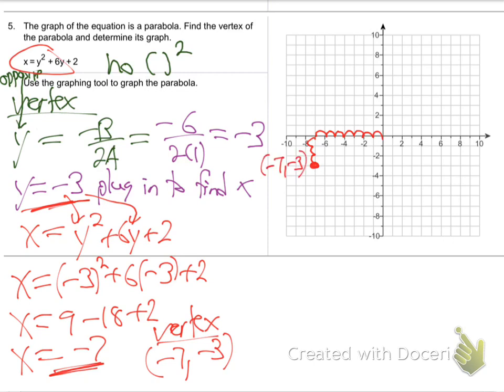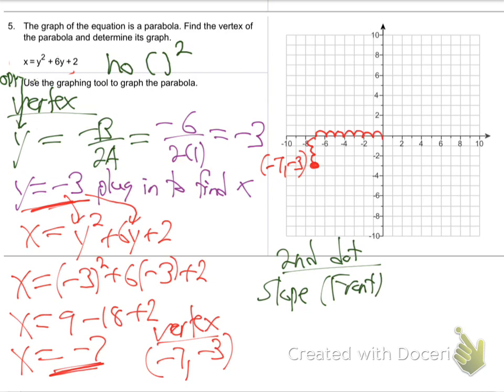There's the center of the vertex, back 7, down 3. Now, how do we find our second dot? It's the slope, right? What's the slope? It's the slope in the front. What's in the front? 1 over nothing, so 1 over 1.